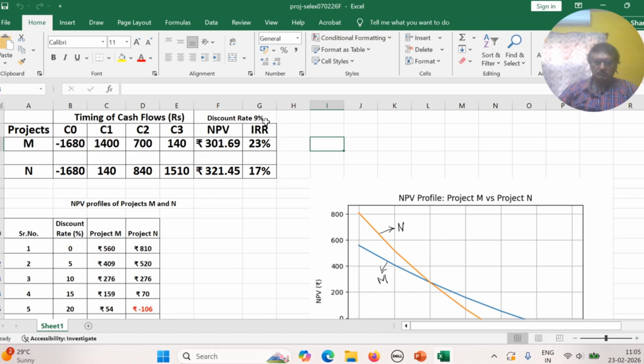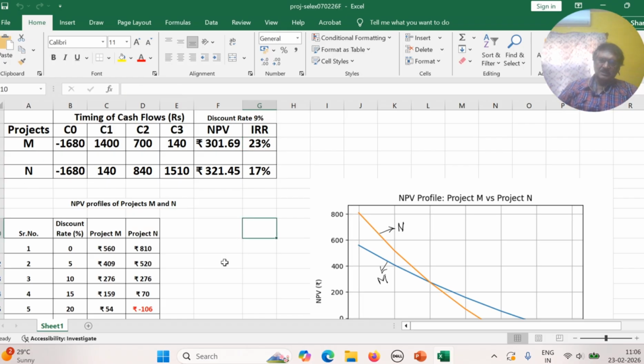At the rate of 9% discount rate, the net present value for project M comes to rupees 301.69, and for project N, this is the NPV value. This is the formula by which it is calculated. It is very easy, you can check it. I am not going to discuss that. In this way you can calculate the net present value for both the projects. And IRR I have calculated, the value is this. For project M, that is 23%. For project N, it is 17%.